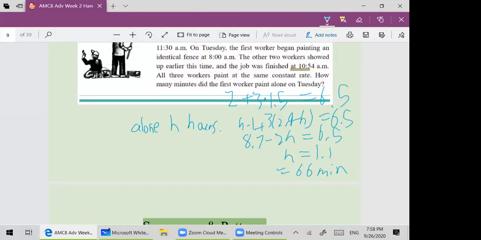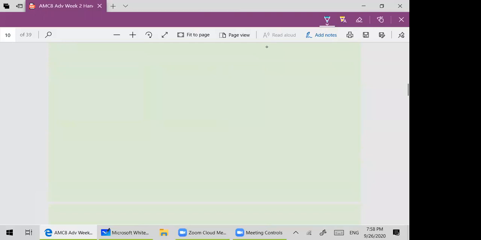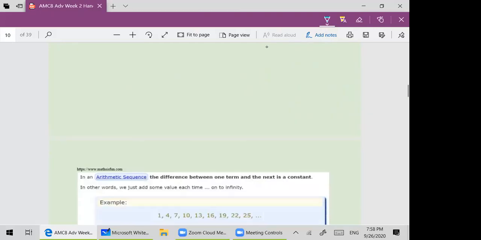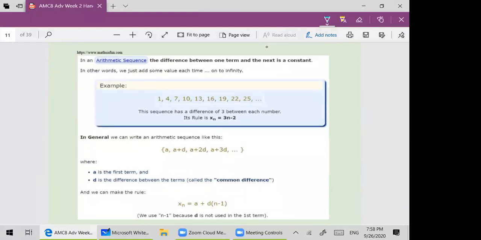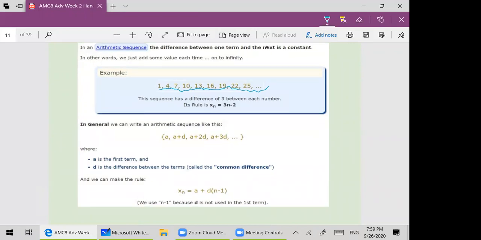Okay, I'll move on to sequences and patterns. So, an arithmetic sequence. In an arithmetic sequence, the difference between one term and the next one is constant. In other words, we just add something each time, on and on and on. So this is an example of an arithmetic sequence. The difference between each term is 3. It can be expressed by the equation x_n, a_n, or however you want to call the sequence, equals 3n minus 2.